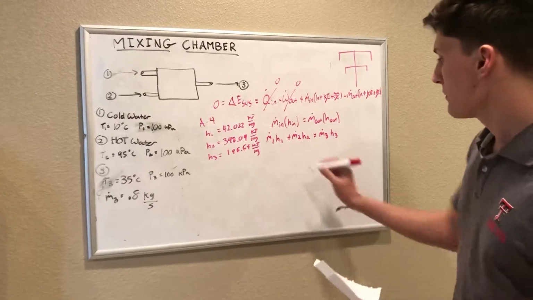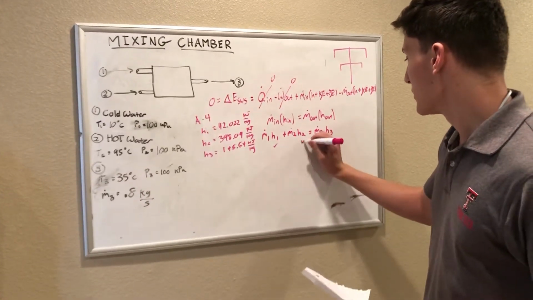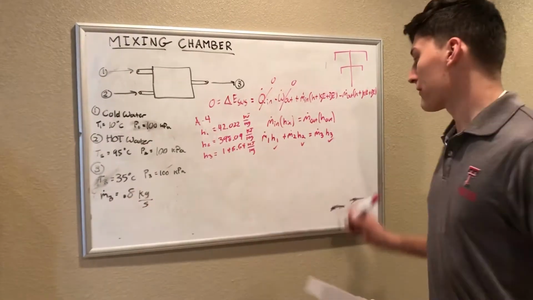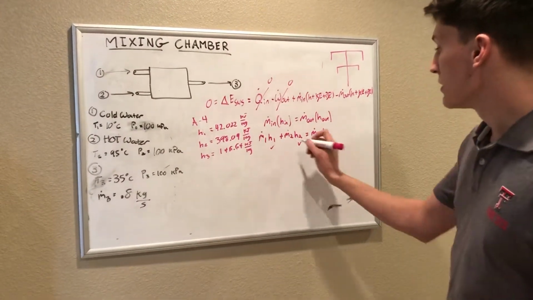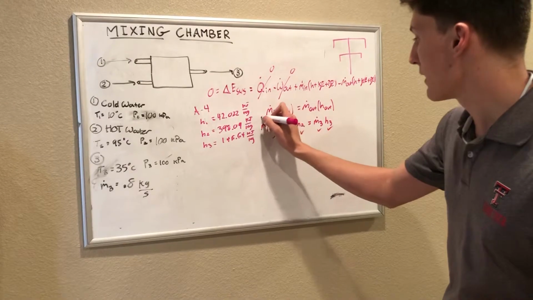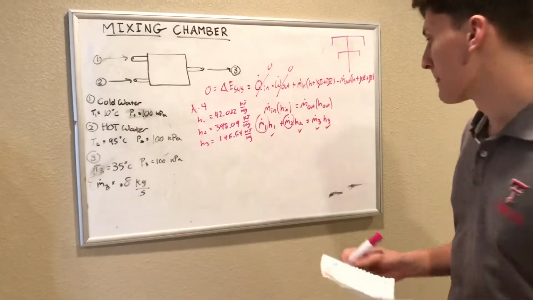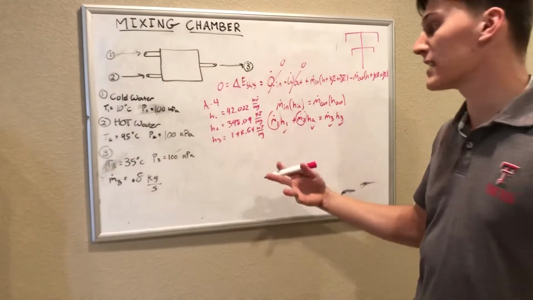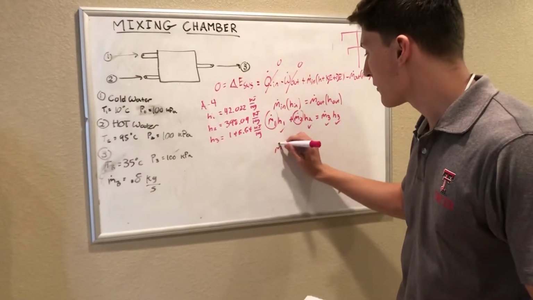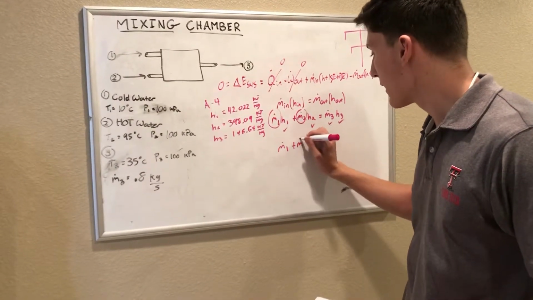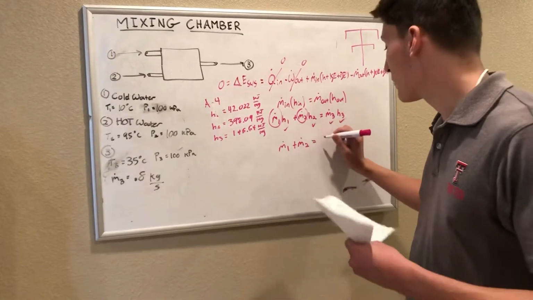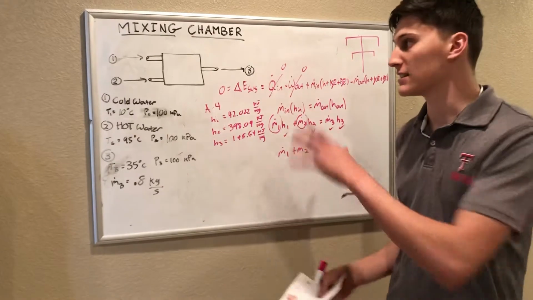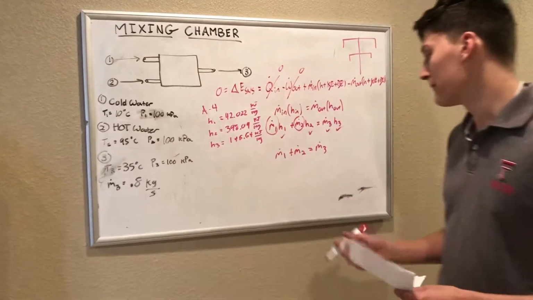So once we put those in, we have H1, we have H2, we have H3. We're given mass flow rate at 3 here, so that's not a problem. So we just have 2 unknowns, which are mass flow rate at 2 and 1. So now, because it's a mixing chamber and we assume steady state, steady flow, we know that mass flow rate at 1 plus mass flow rate at 2 has to equal the mass flow rate at 3. Otherwise, we have losses that we just don't know.